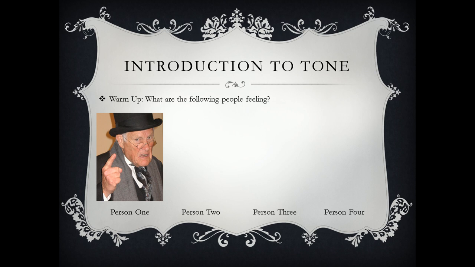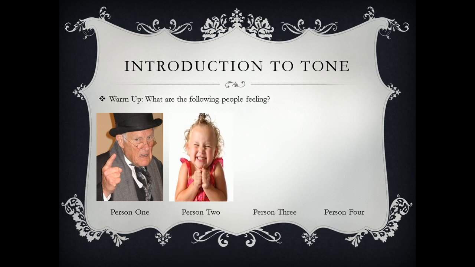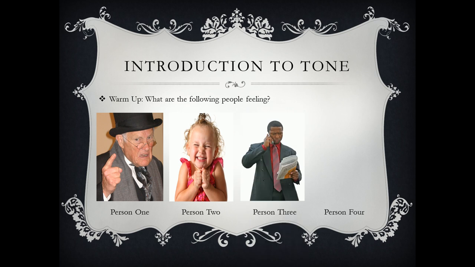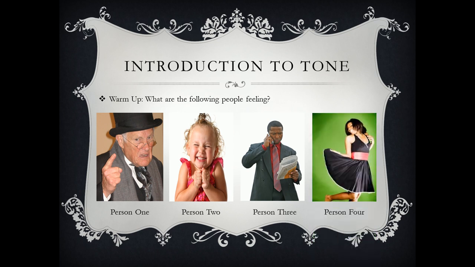Here we go. Let's do person 2. What's she feeling? What's this person feeling right now? Person 3. Write down some adjectives for person 3. What's he feeling? What's this guy like? And person 4. What's this girl like? What's she feeling?